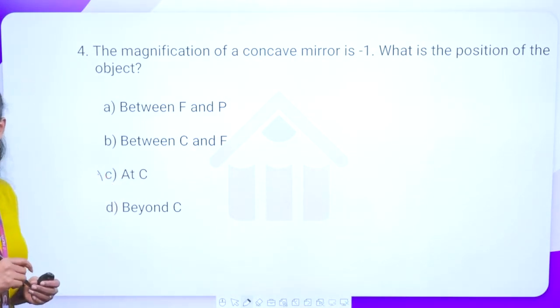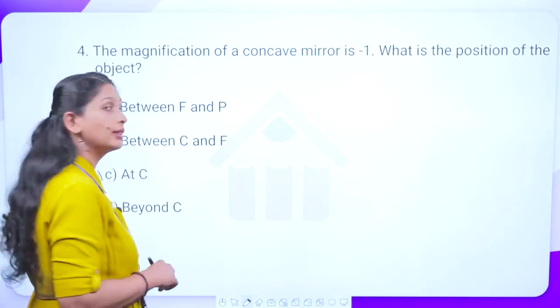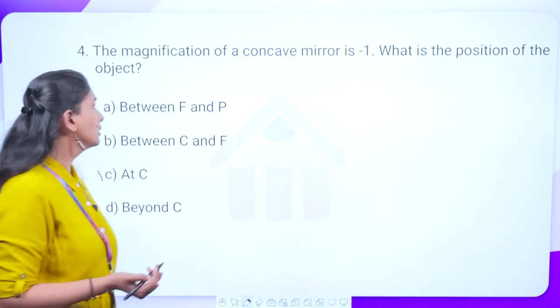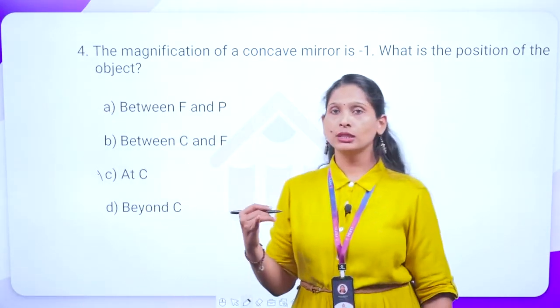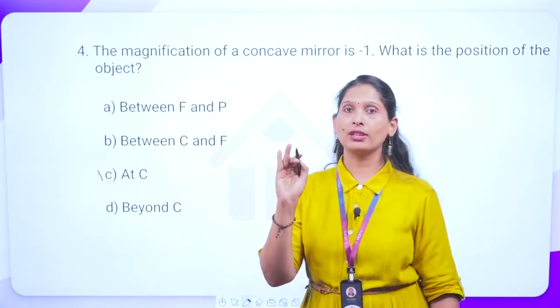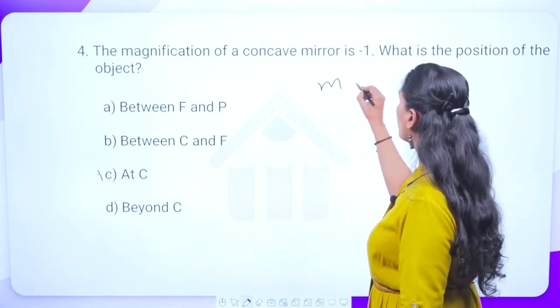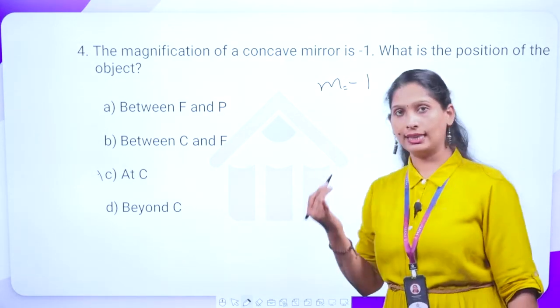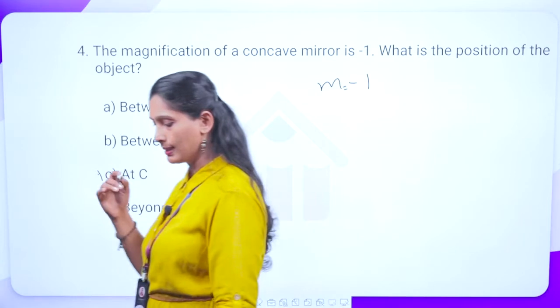One vote for C, that is from Fatima Hasna. Any other option? Anyone? No one else wants to try? Just think, there is a minus value. The value is given to be 1 as magnification. That is, m is given to be -1. If it is minus, what does that indicate? If it is 1, what does that indicate? Think like that and get to an answer.